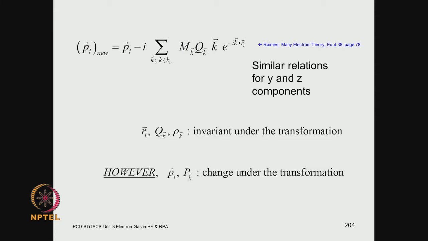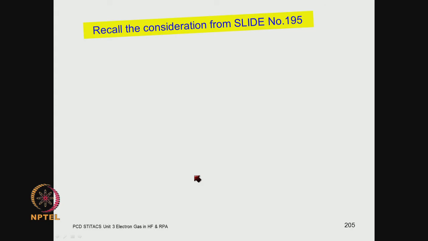So, now what we have learned is that the coordinate operators and also the charge density and the Fourier components of the charge density operators do not change under the unitary transformation that we are considering, but the momentum operators do change, and we have got an explicit form for the transformation of this momentum operator for the ith electron, and also for the auxiliary momentum vectors which we have inserted.